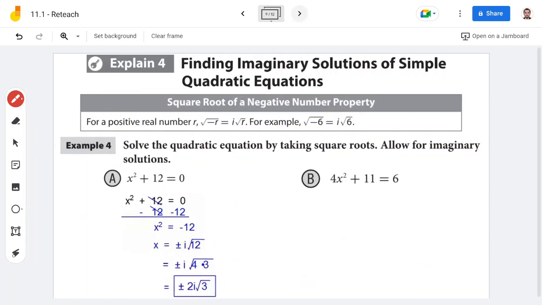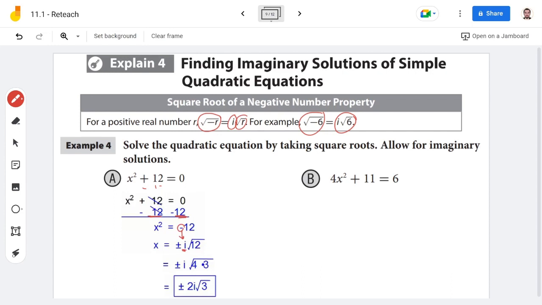Now let's go to the last part of solving a quadratic equation by taking the square root. Just remember that when you have a negative, this will be under the square root and you replace the negative with i. For example, if you have negative square root of 6, it will be i square root of 6. If you need to simplify this one, subtract 12 from both sides, then you take the square root. The negative, just replace it with i. So now it will be i square root of 12.